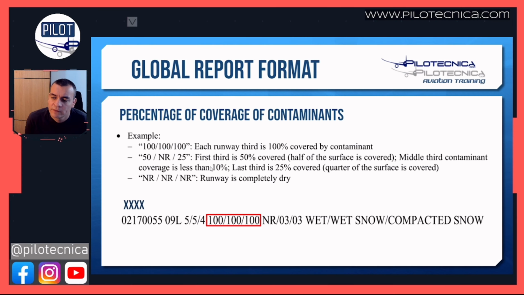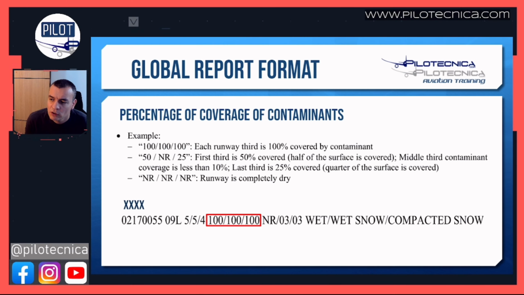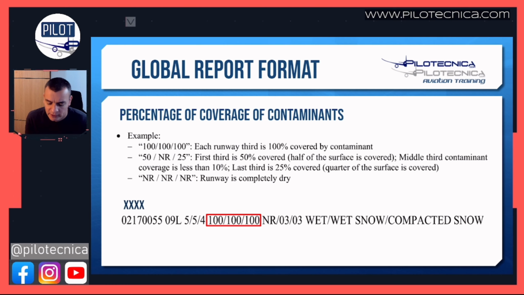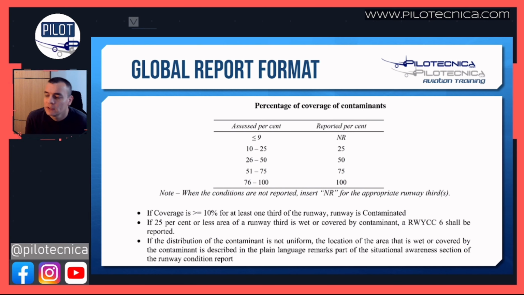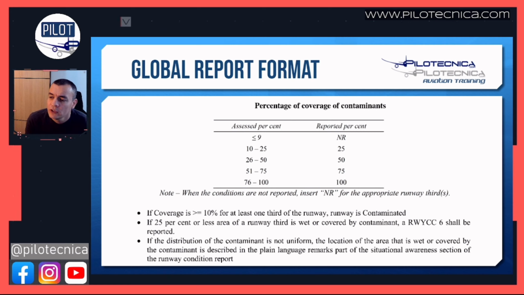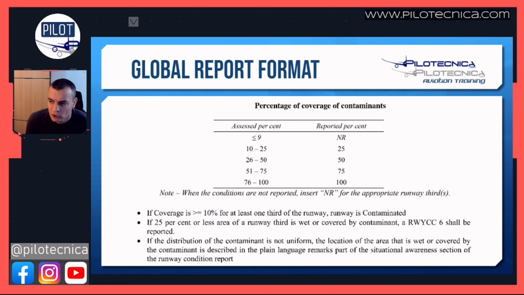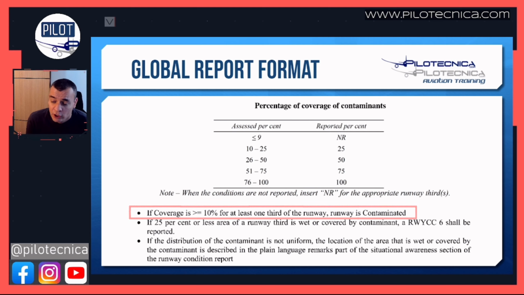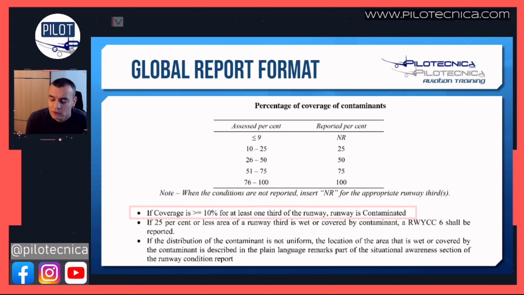The third part of the report is the percentage of coverage of contaminants. In this example, we can see each runway third is 100% covered by contaminant. Here is the table that the airport operators use to determine the percentage of coverage. If the coverage is more or equal to 10% for at least 1/3 of the runway, we can consider that the runway has a contaminant.